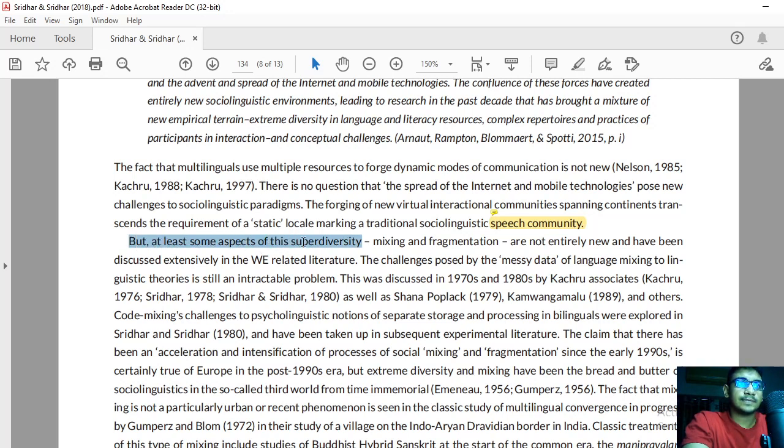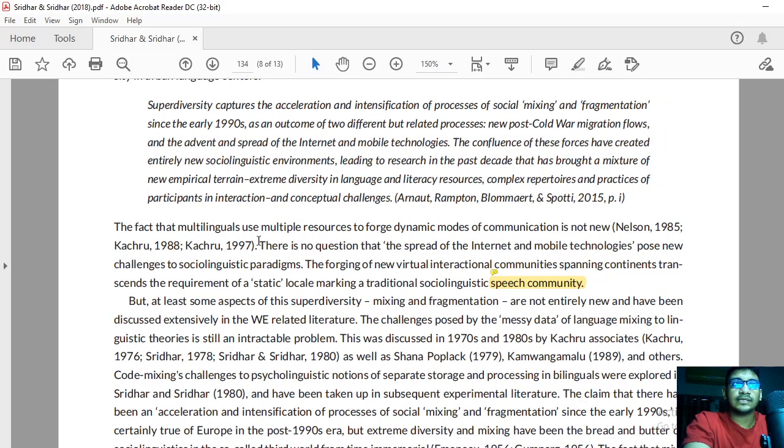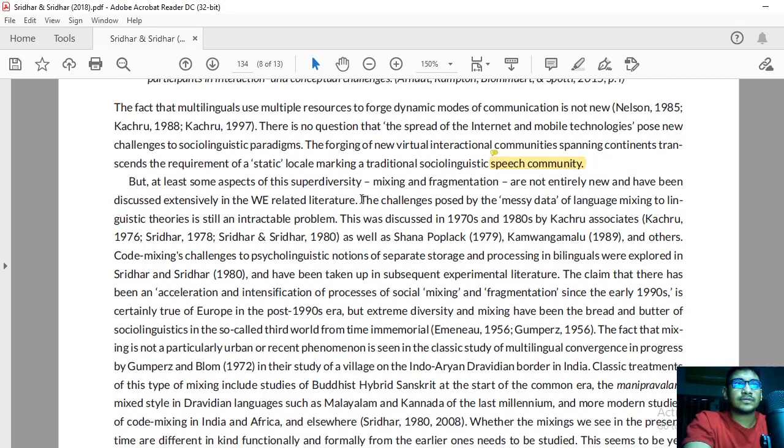But at least some aspects of this super diversity, mixing and fragmentation, are not entirely new and have been discussed extensively in the World Englishes related literature. So it was already mentioned that it was not new, but the internet sped things up a lot, accelerated. So before there were also things like that, and many researchers also studied them. For example, the challenges posed by the messy data of language mixing to linguistic theories is still an intractable problem. So about the code mixing part, and there are others, communication, there's computer mediated communication, CMC.